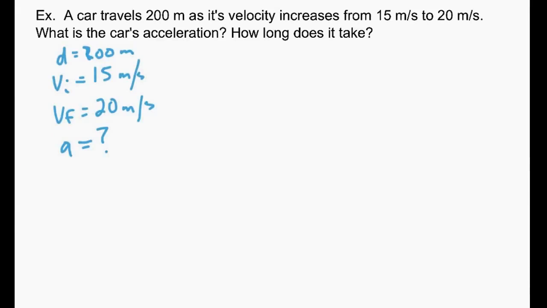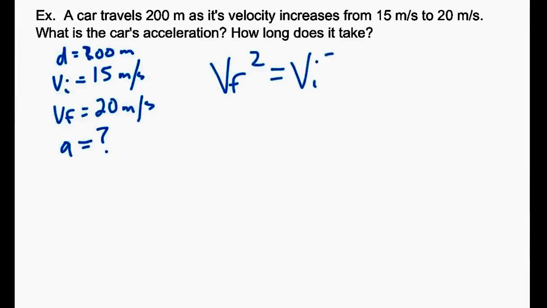So I'll rewrite it here so we can see it. VF squared equals VI squared plus 2AD. Now at this point you've got a choice. We're looking to solve for acceleration, so we could rearrange the formula to make it A equals. I'm going to do that first, just to show you how we could do it. We would subtract the VI squared from both sides, so we're going to minus the VI squared.